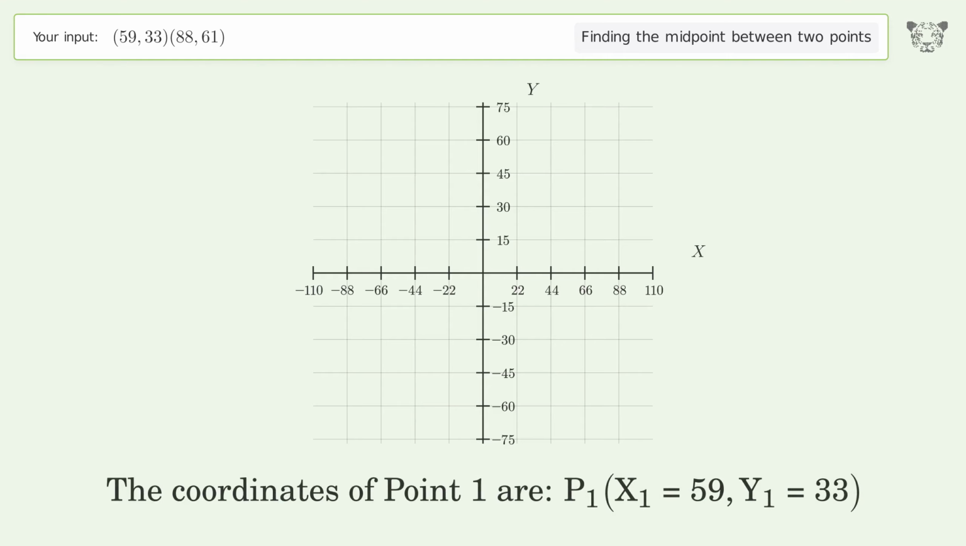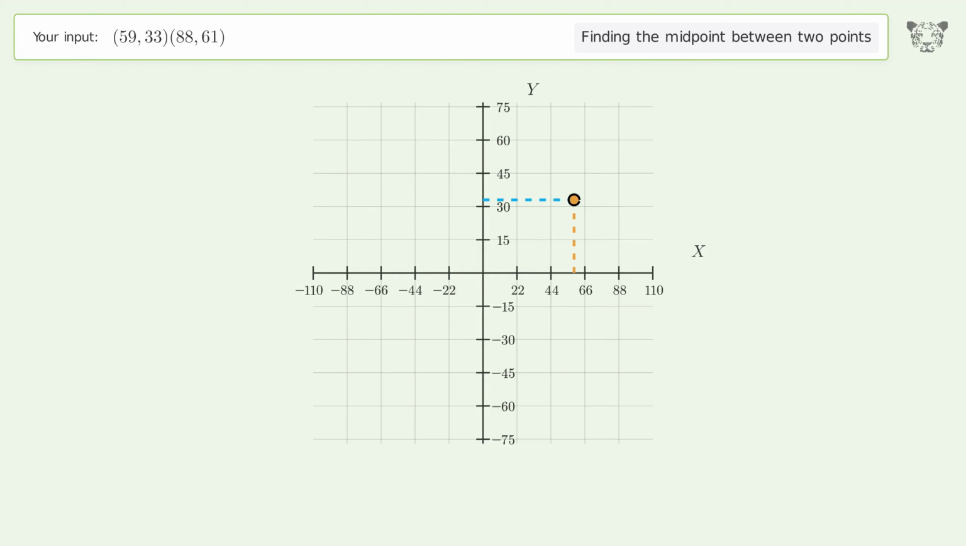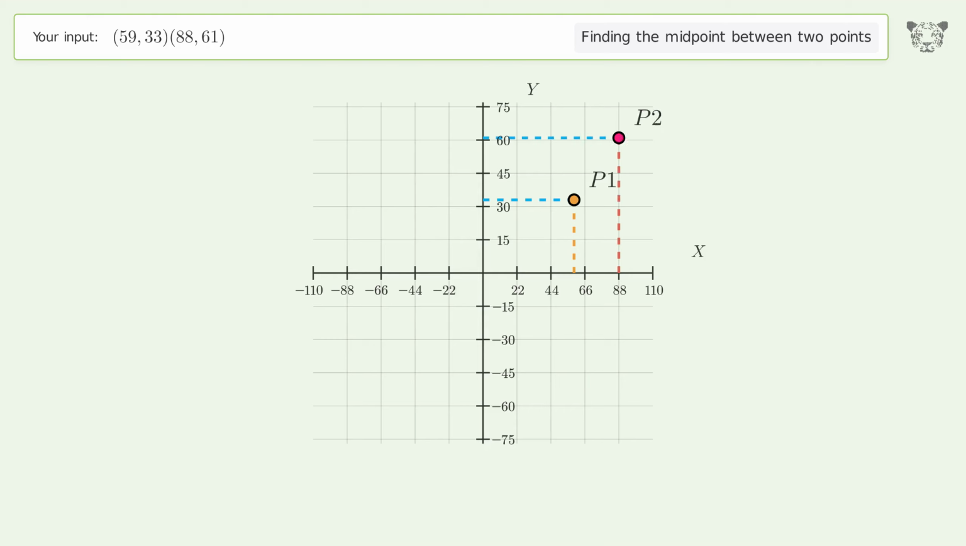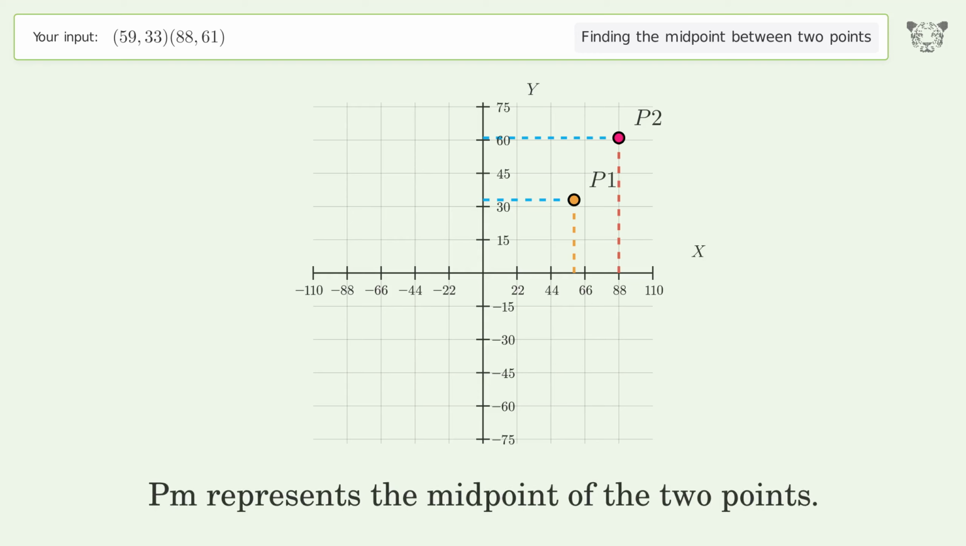The coordinates of point 1 are x1 equals 59, y1 equals 33. The coordinates of point 2 are x2 equals 88, y2 equals 61. PM represents the midpoint of the 2 points.